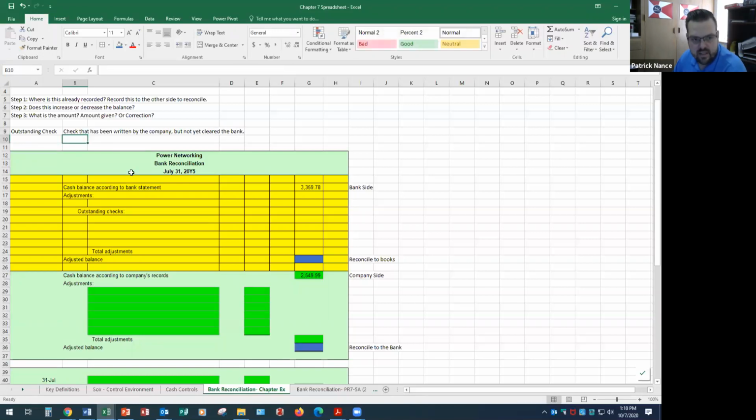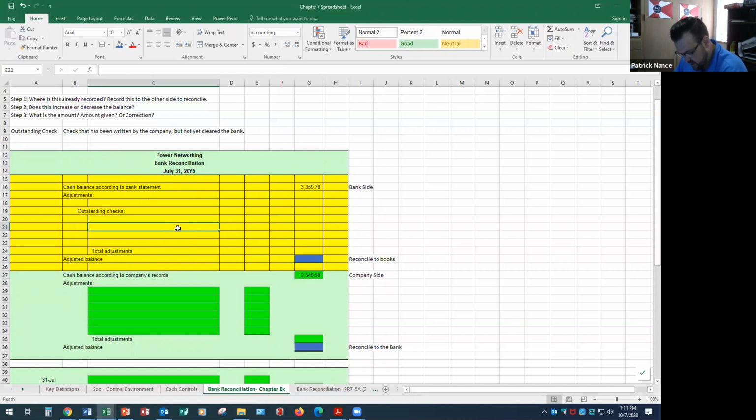So that is an outstanding check. What that means is that the company has already put that amount into the company records. When they wrote the check, they recorded it, they put it in their ledger, and they showed that they paid that money. So that amount is already taken out of this 2549, but it is not taken out of the bank yet.